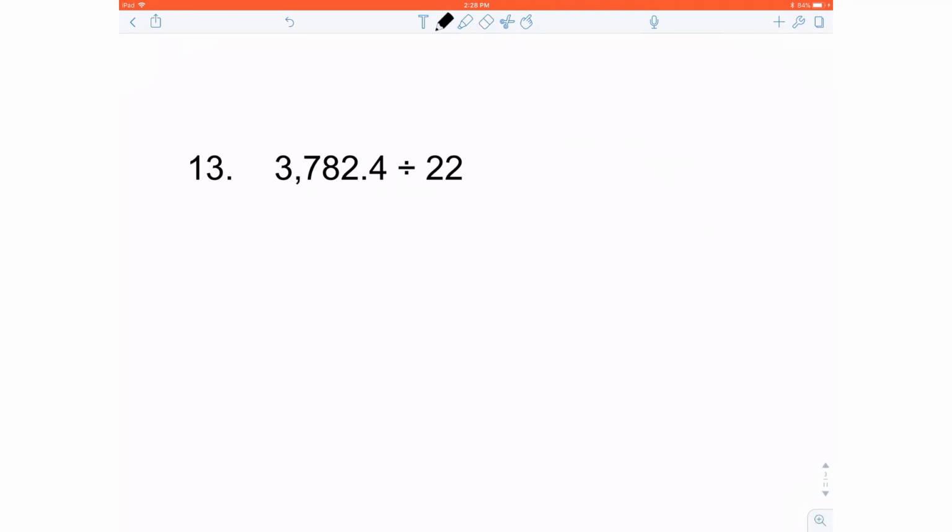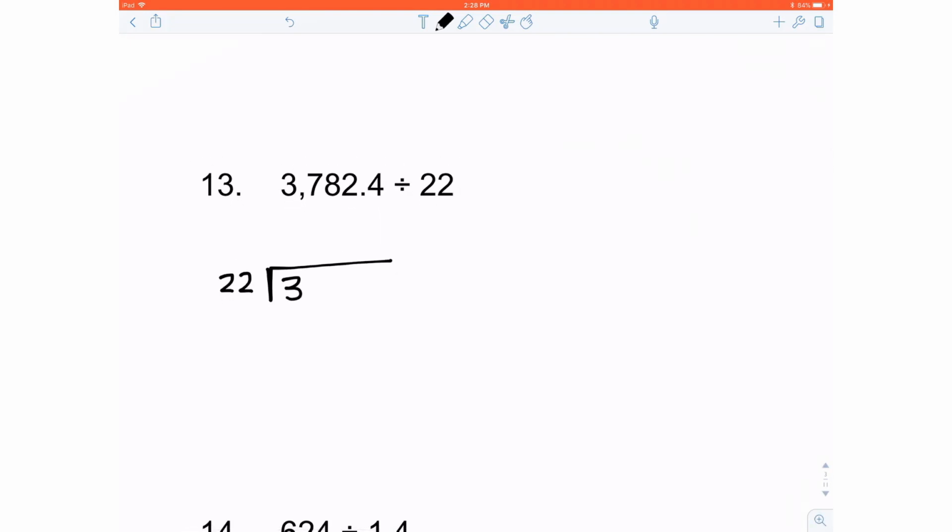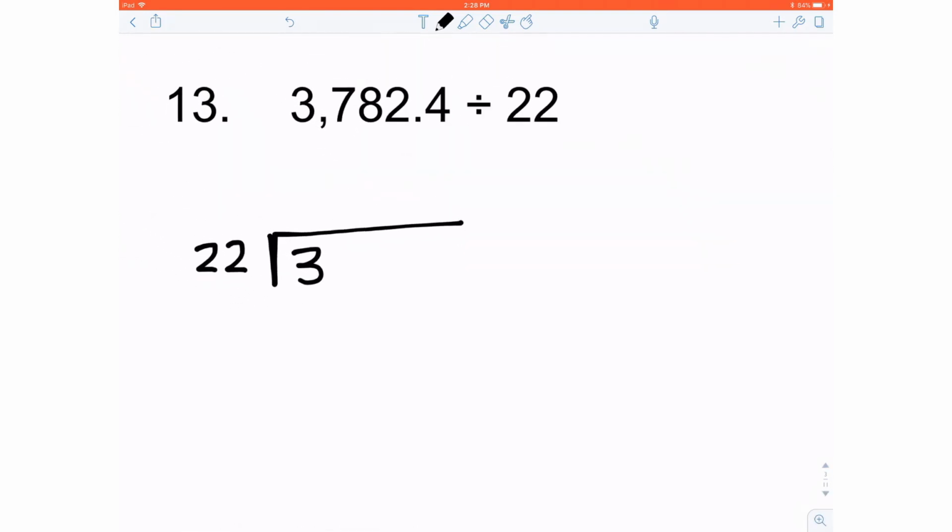When we have a decimal on the inside, we just line up the decimal. It doesn't really affect us too much. So I'm going to write this out so you can see it. 37, oops, sorry about that. Let me zoom in again for you. 3782.4.